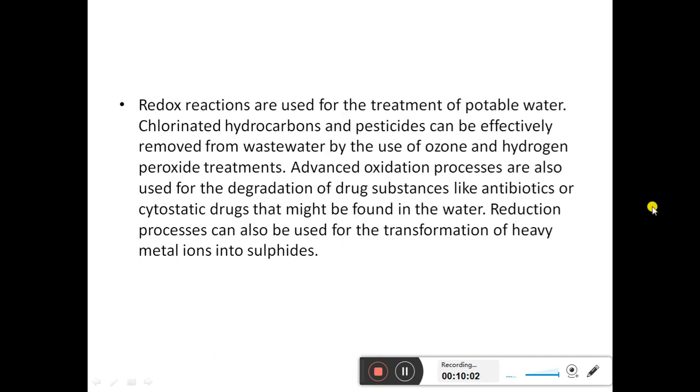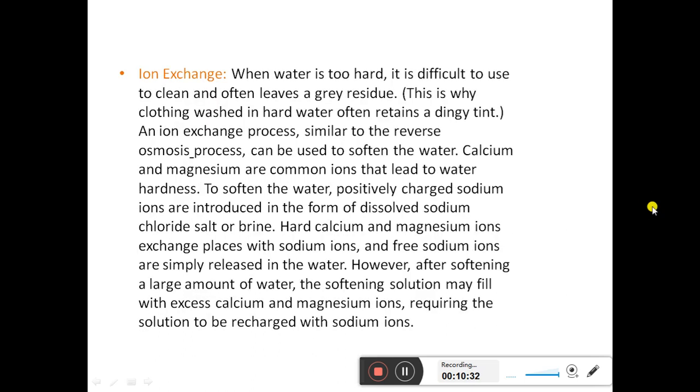The redox reactions are used for the treatment of the potable water. Chlorinated hydrocarbons and pesticides can be effectively removed from wastewater by the use of ozone and hydrogen peroxide treatments. Advanced oxidation processes are also used for the degradation of drug substances like antibiotics or cytostatic drugs that may be found in the water. Reduction processes can also be used for the transformation of heavy metal ions into sulfides.